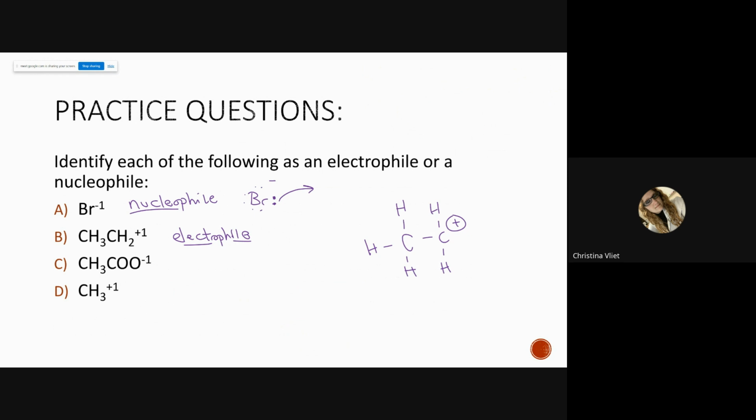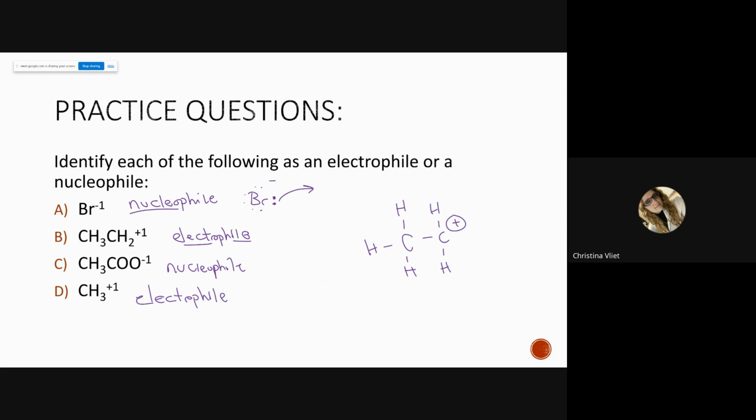All right, CH3COO minus. Electrophile or nucleophile? Nucleophile. And CH3 plus. Electrophile. All right, are we kind of okay with this idea so far? So we understand the terminology.